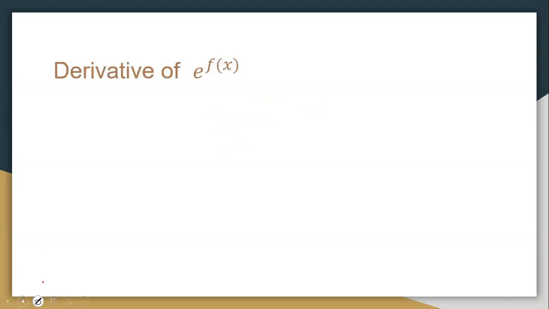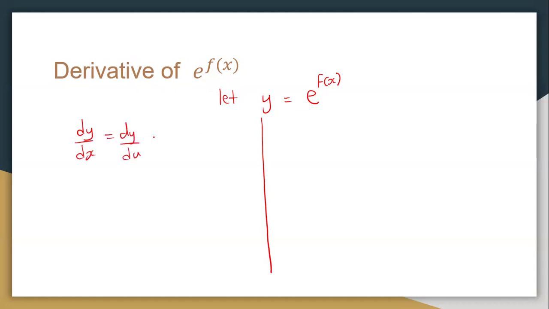But how does the general rule look? Now, we are going to derive how we reach that conclusion. Let y equal e^f(x), so we have written our exponential function in terms of x. Now we are going to use the chain rule. We know well that from the chain rule, dy/dx is the same as dy/du times du/dx. And this is what we call the chain rule.